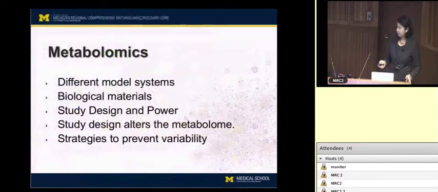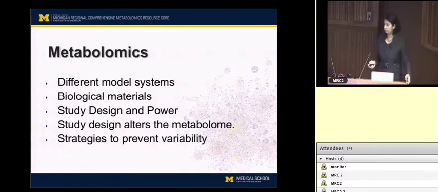So today I'll talk about the different model systems that can be used, the different biological materials that we can gather from these systems, how to design a good study with good power to get your answers, and also talk to you about some examples of how variabilities affect the metabolome and give you some sample collection strategies to avoid these variabilities.